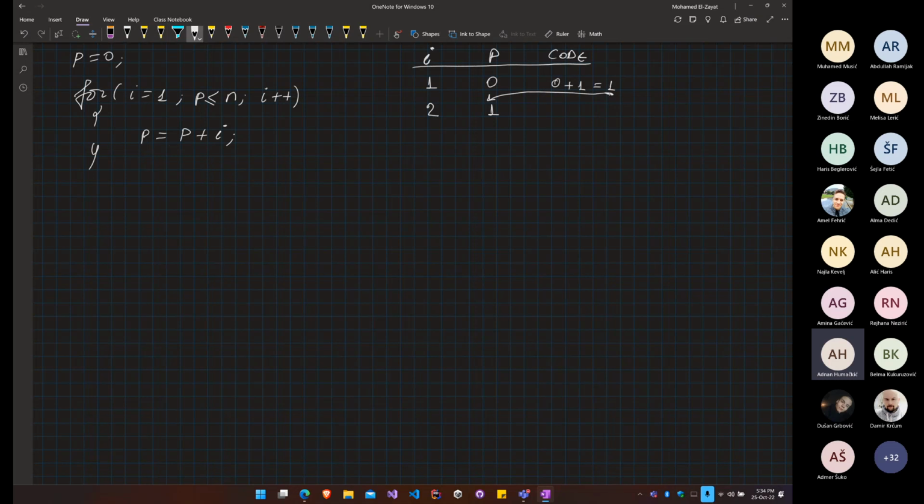I will not draw it anymore because it will become super crowded, but I will draw it only once to indicate this. At the end of the day, you end up with 0 plus 1, like the previous operation, plus 2, which equals 3. Then you plug that back in, which is 3. This guy will increment to 3, and then you have 0 plus 1 plus 2 plus 3, which equals 6.